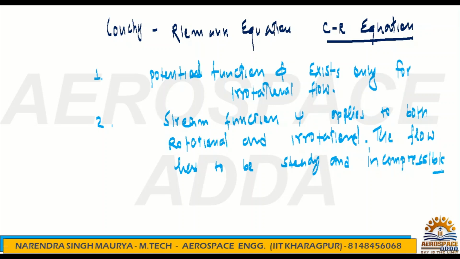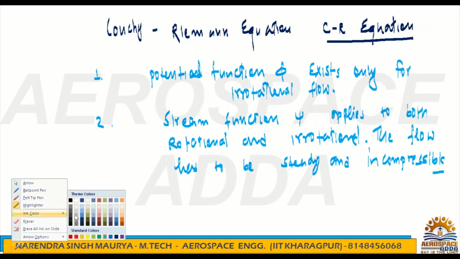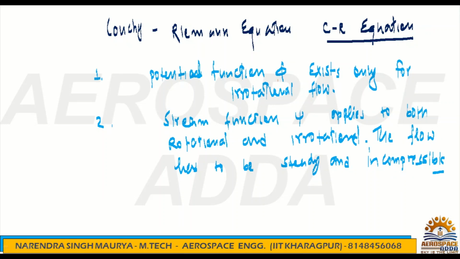Now you got the point. What is common here? For the potential function, irrotational flow is the requirement, and for the stream function irrotational flow is also acceptable. For the stream function, the only condition is that it should be steady and incompressible flow, doesn't matter rotational or irrotational. But for the potential function it should be irrotational flow. So irrotational flow is common for both, right?